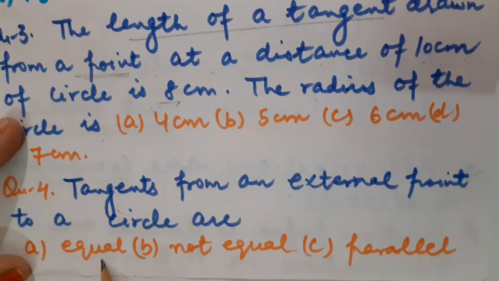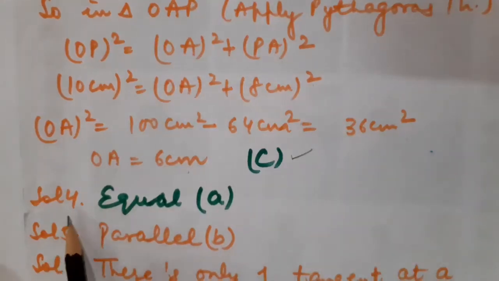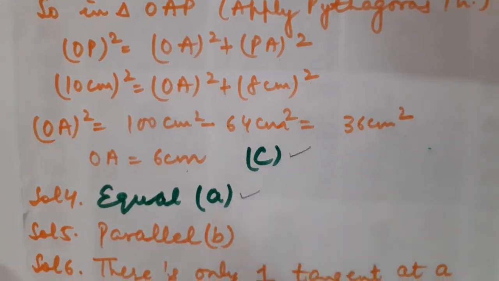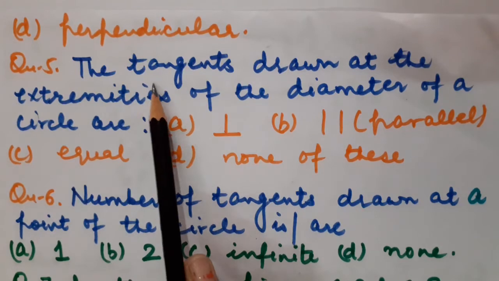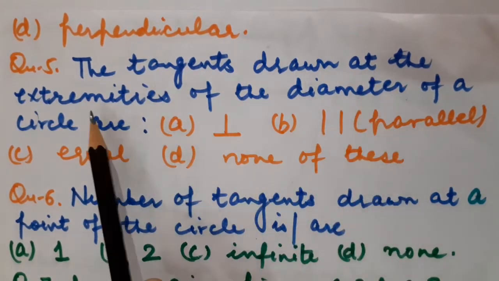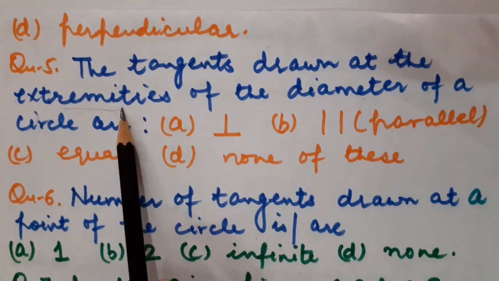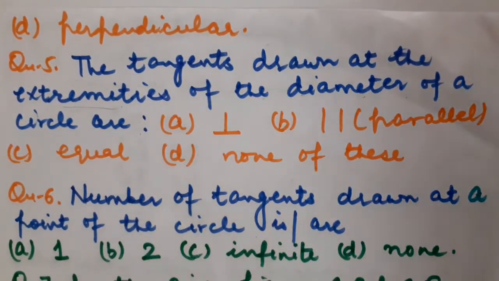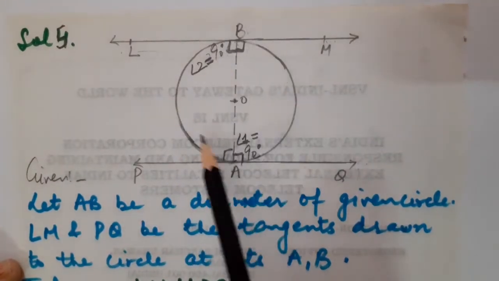Now children, question number 4: tangents from an external point to a circle are equal in length according to theorem 10.2. So which one is the right option? That is option number A. So the solution of question number 4 is A. A is the right option. Correct, children? Now here is question number 5. The tangents drawn at the extremes of the diameter, extremes is nothing but the end points of the diameter of a circle are dash. So here is the solution of question number 5.